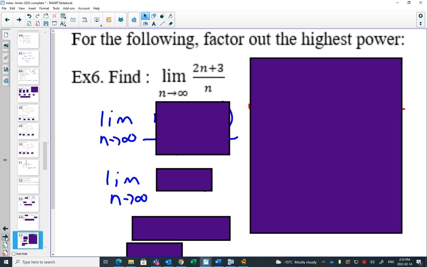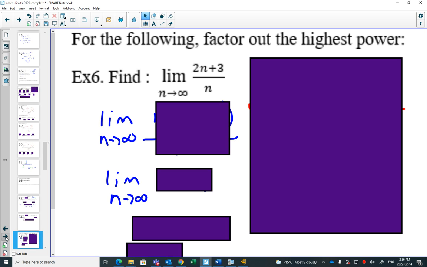Now, in grade 12, you graphed rational functions like 2n plus 3 over n. And in grade 12, you would have said, okay, there's a non-permissible value, n can't be 0. That's going to be a vertical asymptote. But this was also something when you graphed, it had a horizontal asymptote.